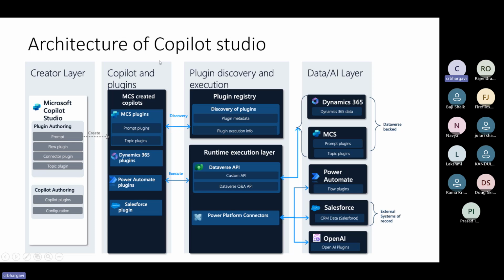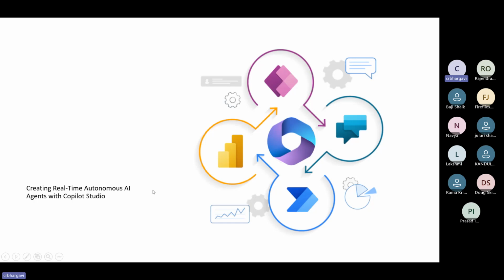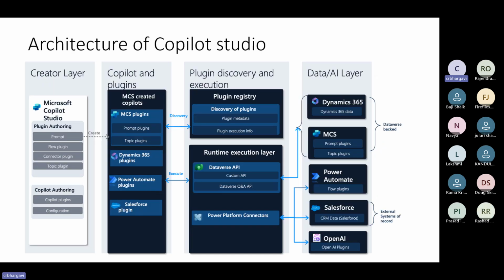And whenever you are calling the different kinds of plugins, for Power Automate alone, you would be able to have the Dataverse API. When you want a custom API, or when it's already there inside the Dataverse Q&A API, then you would have the different kinds of execution layer mapped for you, and from there it would take up the AI layer and give you the result based on the same.